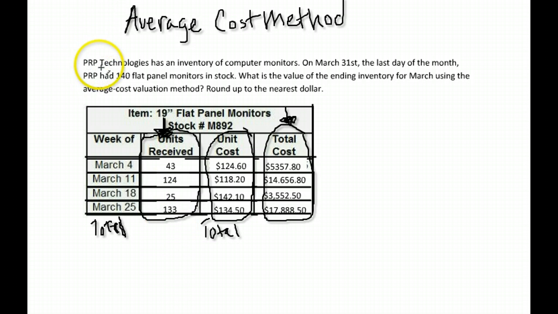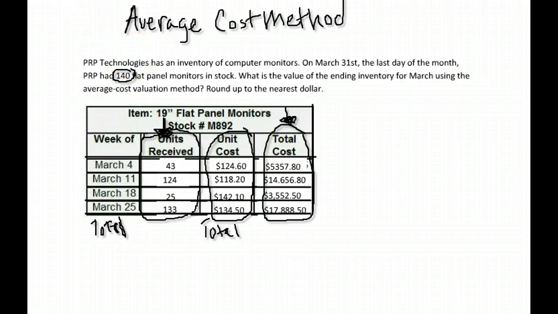So it says PRP Technologies has an inventory of computer monitors. On March 31st, the last day of the month, PRP had 140 flat panel monitors in stock. What is the value of the ending inventory for March using the average cost valuation? Okay, so we're using average cost. Now, at the end of March, it says they have 140 monitors in stock. But first, we have to find out what's the average value of those monitors.